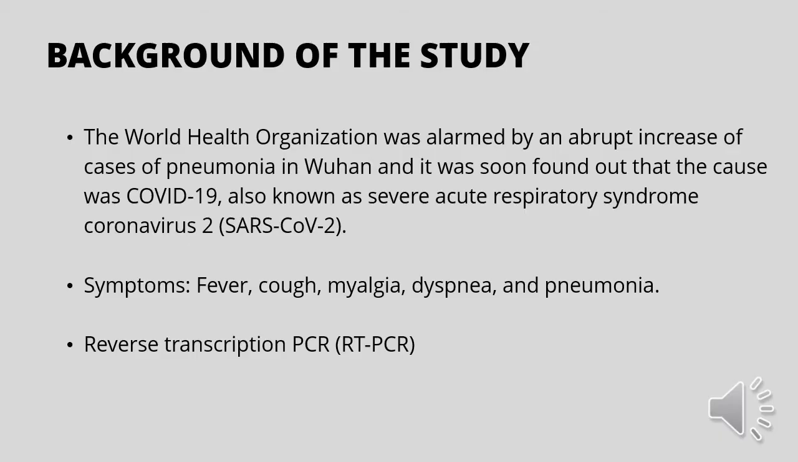The World Health Organization was alarmed by an abrupt increase of cases of pneumonia in Wuhan, and it was soon found out that the cause was COVID 19, also known as Severe Acute Respiratory Syndrome Coronavirus 2 or SARS-CoV-2. It is a part of a family of coronaviruses, which are a strain of single-stranded RNA viruses.